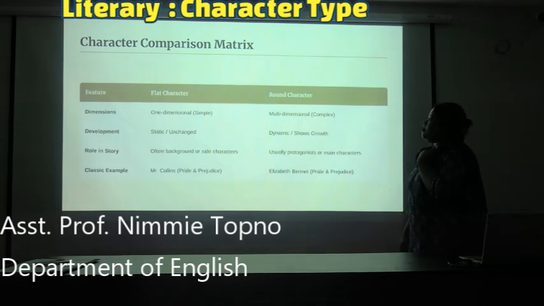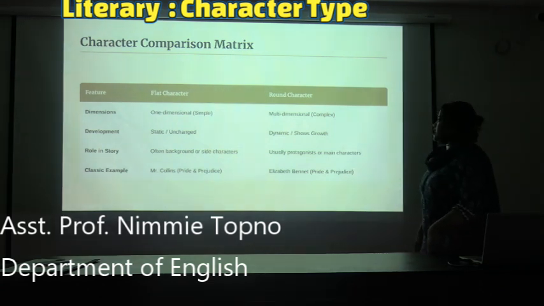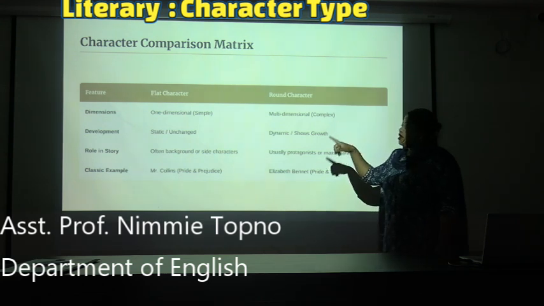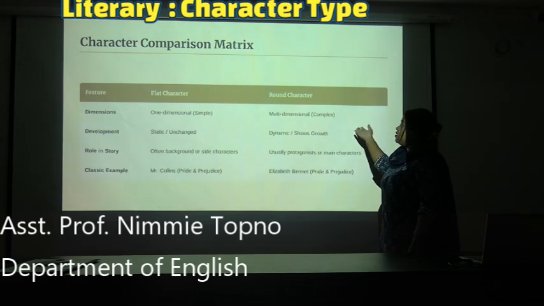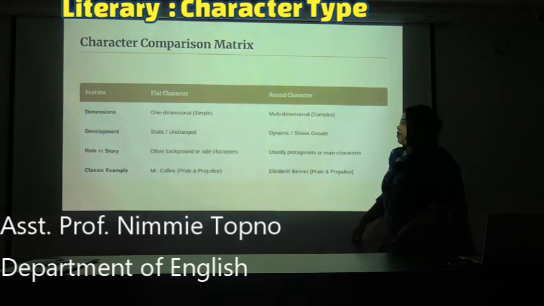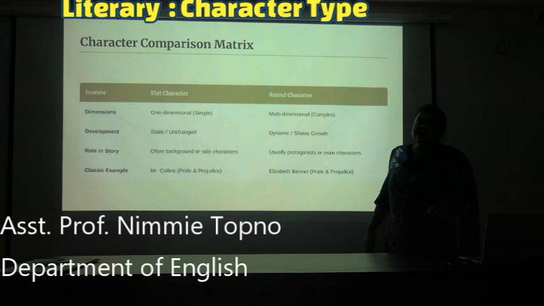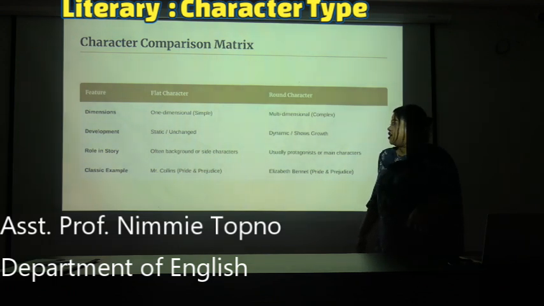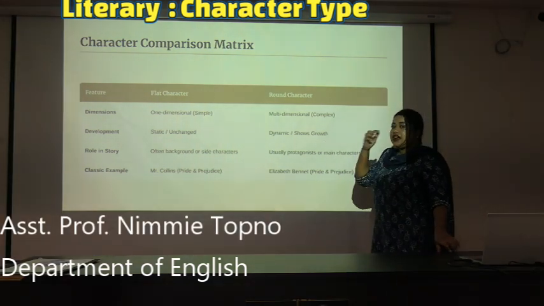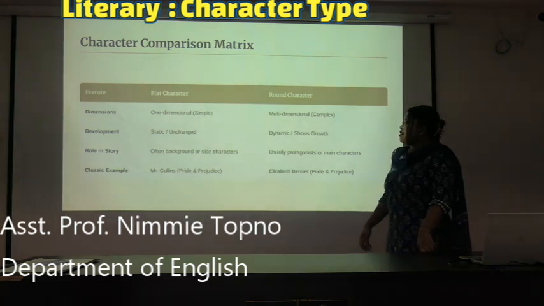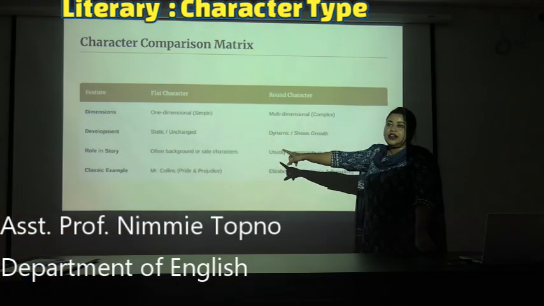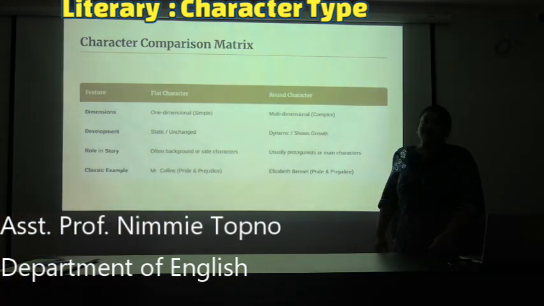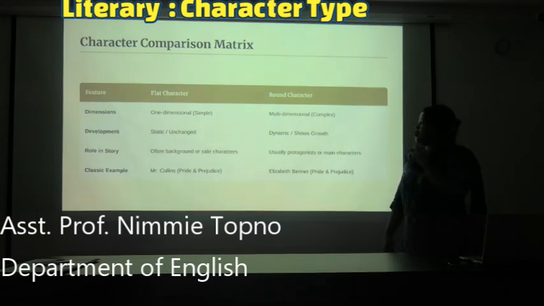Now we see the comparison, just for your easy understanding. A flat character is one-dimensional, it is simple. The round character is multi-dimensional, which is complex. Then the development: flat is static, that is, it remains unchanged, and here you can see that there is some growth. Then what are their roles in the story? The flat characters are often side characters, and the round characters are usually the protagonists or the main characters.